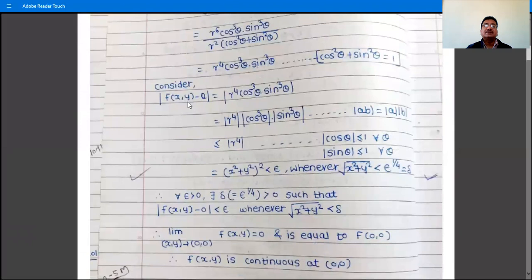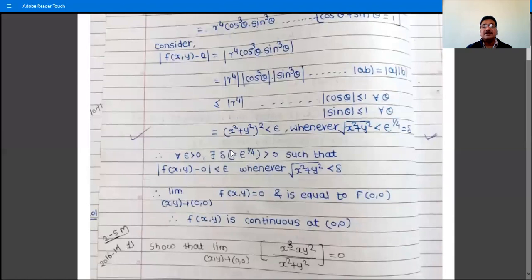And start from this mod f(x, y) minus 0. Let epsilon greater than 0 be any number, and then consider mod f(x, y) minus 0, because the definition is of that form. So the limit as (x, y) tends to (0, 0) of f(x, y) is 0 if for every epsilon greater than 0, there is some delta greater than 0, such that mod f(x, y) minus 0 is less than epsilon whenever root x square plus y square is less than delta. That means we have to show this.